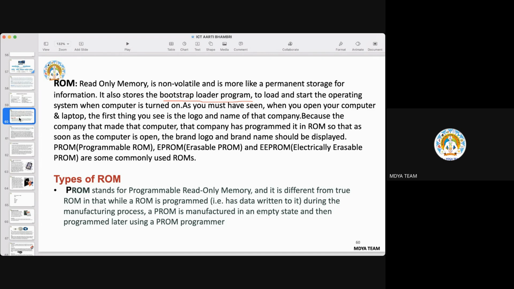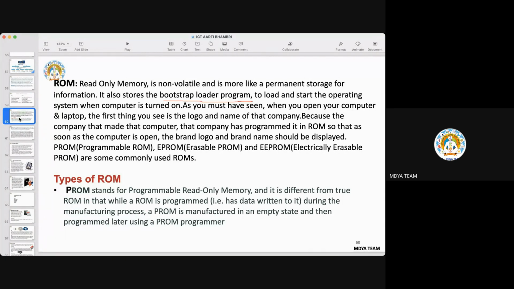And it also stores the bootstrap loader program. When you just open up your laptop or switch on your desktop, some instructions should be there in the CPU which command the system to switch on. It is not like when you switch on your light by a particular switch, immediately you get the light or your fan turns on. It is not like that. There's some programming within the computer which forces it to switch on.